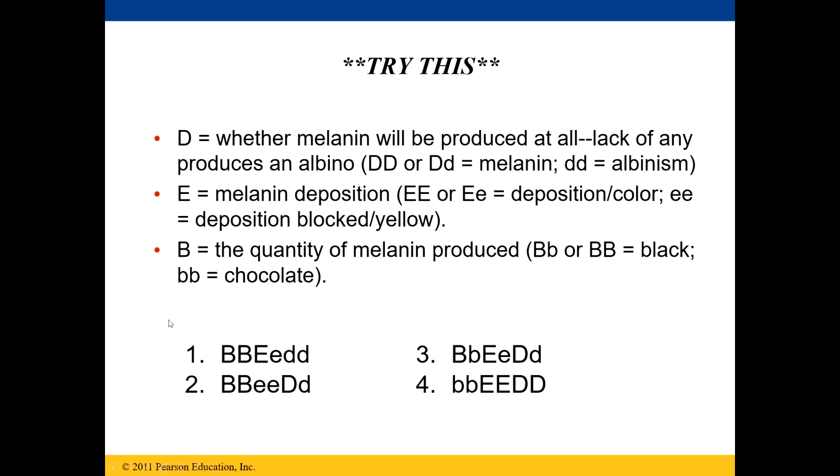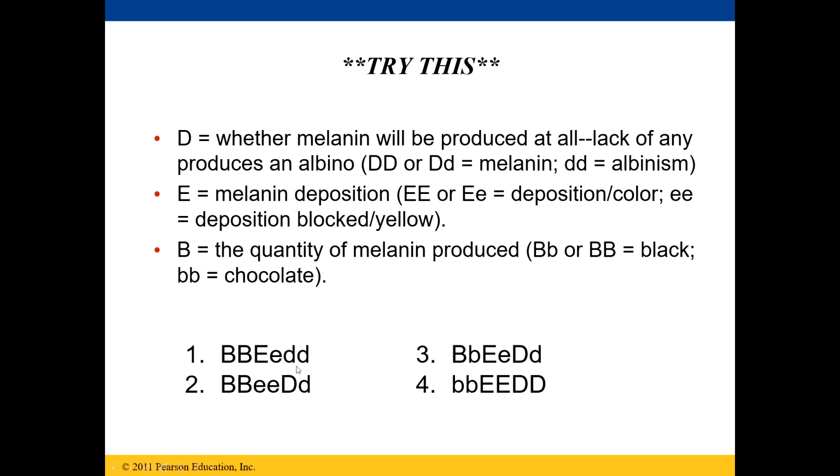And then the third thing is looking at the quantity of melanin. Assuming that you're producing melanin, you're depositing melanin, then you can say, well, how much? And here, as long as you have a big B, the dog is black. In the homozygous recessive condition, the dog would be chocolate. So when you look at these genotypes, again, there's no Punnett square here. You just look at the genotypes and determine what color the dog is.